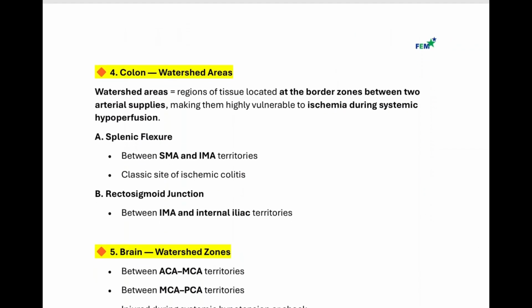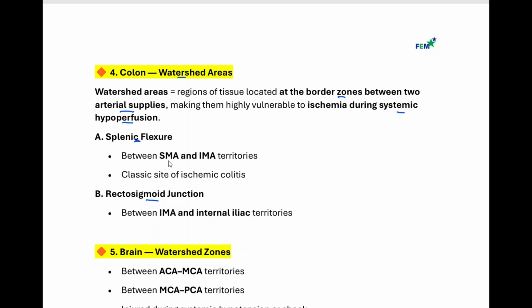I'm moving on to the next one, which is the colon. In the colon, the watershed areas are more prone to ischemia. Watershed areas are regions of tissue located at the border zone between two artery supplies, and that makes them highly vulnerable to ischemia during systemic hypoperfusion. And what are these areas? One, we have the splenic flexure, and then we have the rectosigmoid junction.